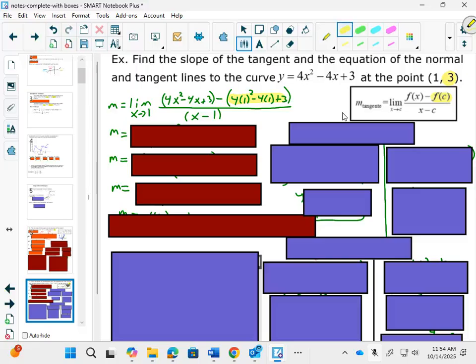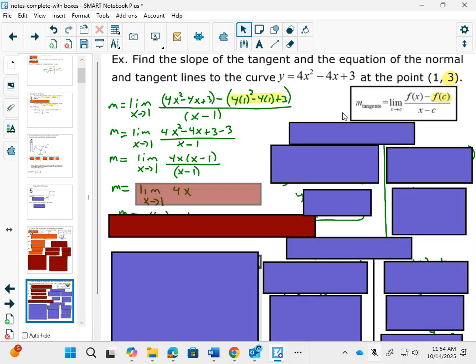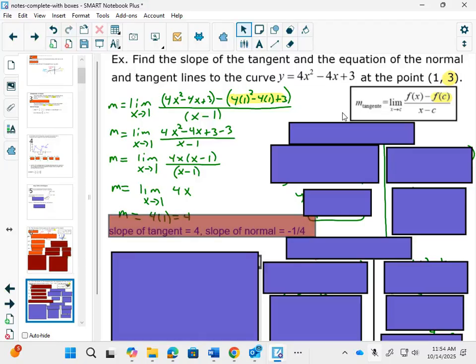And we're getting really close to the point (1, 3), so x is approaching 1. You have it over x minus 1. And things work out really nice again. The plus 3 and the minus 3 will cancel out. You can factor out a 4x. Your x's go away. And then you just have the limit as x goes to 1 of 4x, which now, as soon as you can get to the point where you plug it in, then you can get your slope. So notice we have to write the limit part all the way along until you can evaluate it, and then you don't have to write the limit anymore.